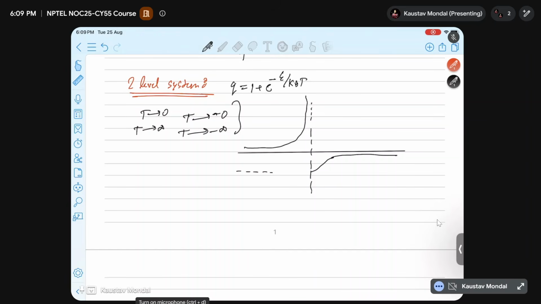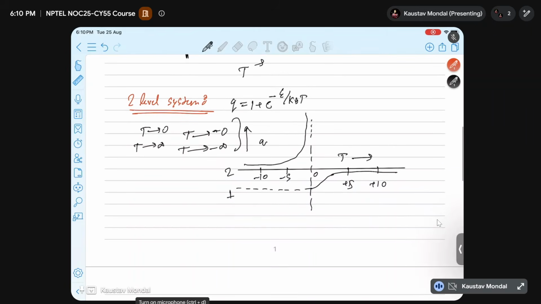This is actually 1. This temperature, this is 2. And this side we are having the partition function Q, and this side we are having the temperature. The temperature is like this. This side is -10, -5, 0, +5, +10. And this side it's decreasing. Okay. It's at temperature. So the partition function looks like this. Okay, so there is a discontinuity, as you can see easily, at T equal to 0 Kelvin.